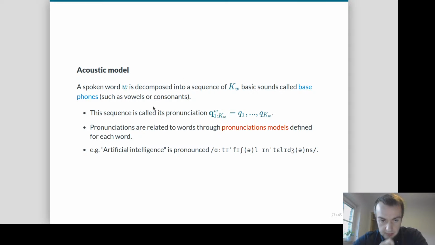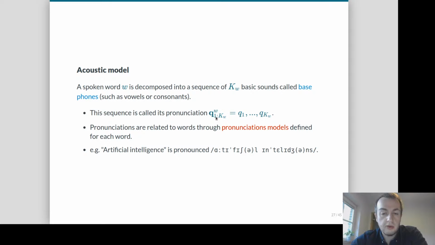Let's say these units, these phones, let's call them Q. So a word could be viewed itself as a sequence of these phones, and this sequence of phones we'll call the pronunciation of a word. So a word is now associated to a pronunciation made of k different phones.